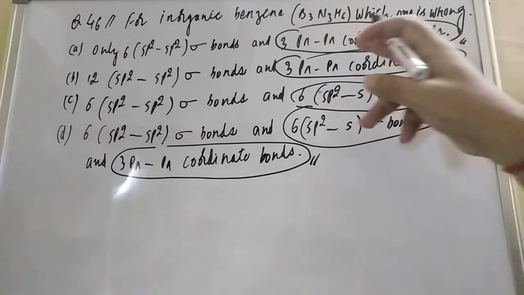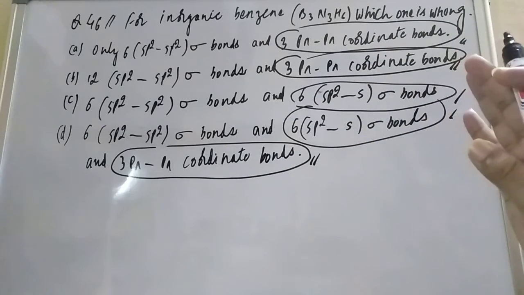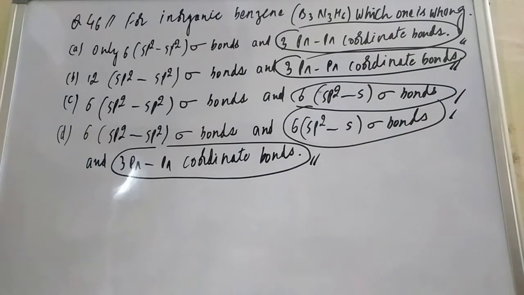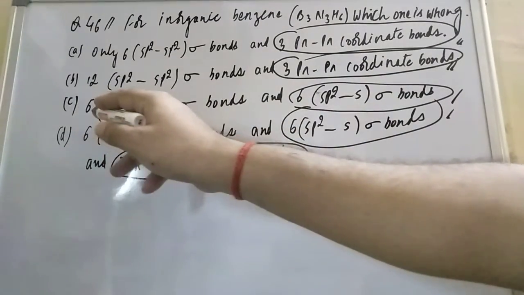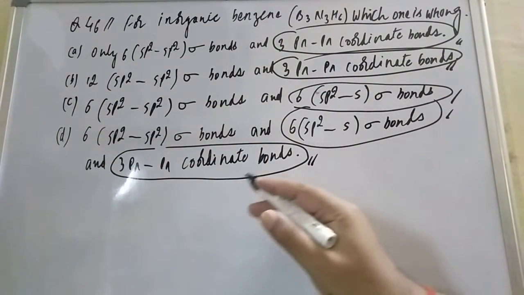So now here for the coordinate bond, all three are given, which means these three cannot be wrong. So how will we decide the option? We will decide by the sp2 sigma bond. Let us try to understand with the help of the structure, friends.